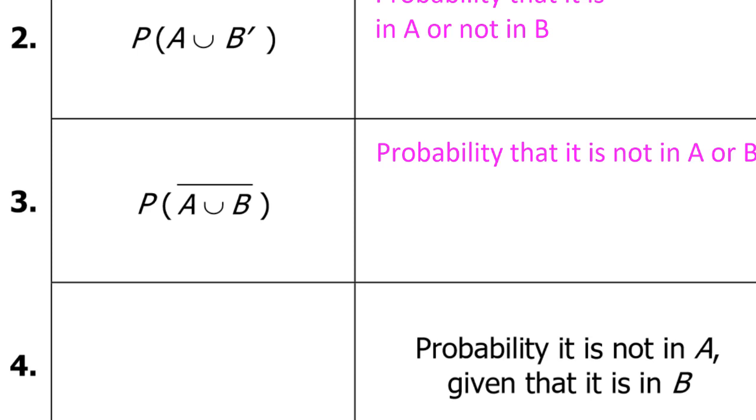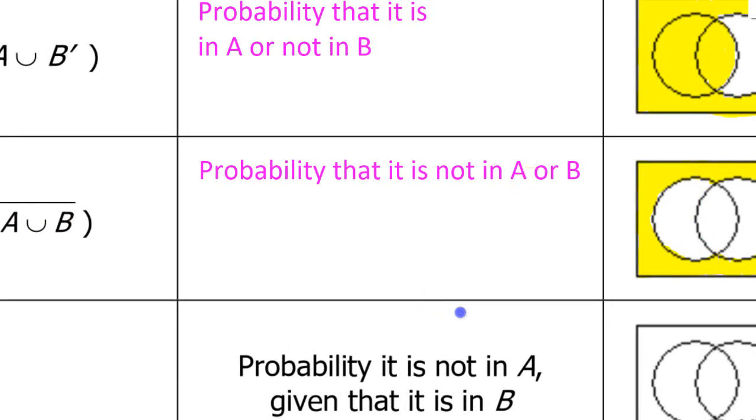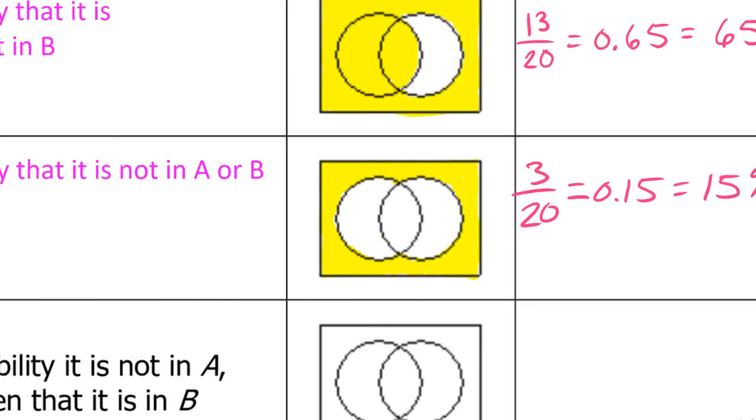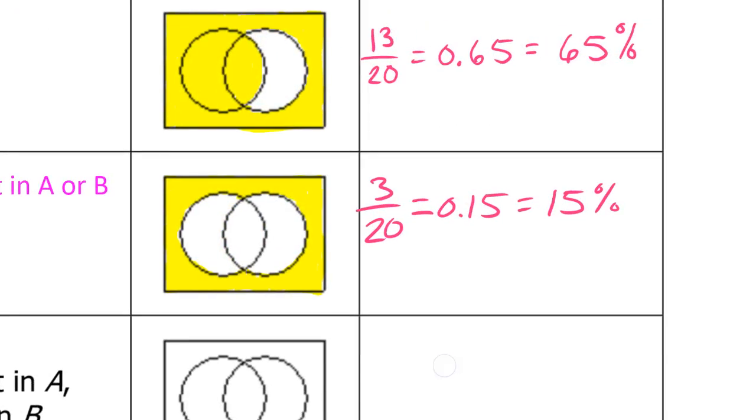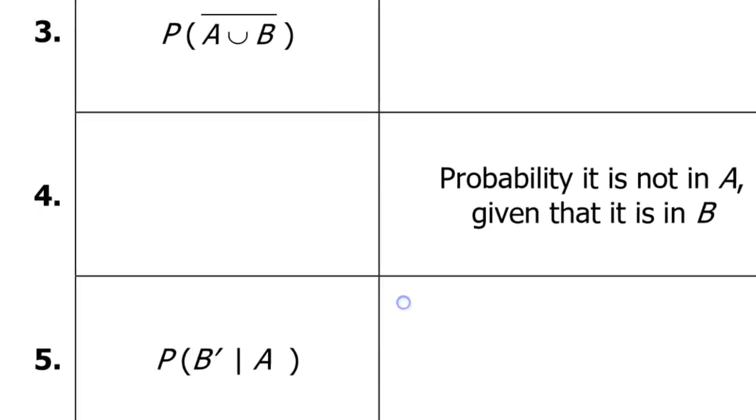So just to review that answer, we have the probability of not being in A or B, which I wrote in words right there. The shading would look like this, and the probability calculations would be like this. Okay, so let's jump over to problem number 4.